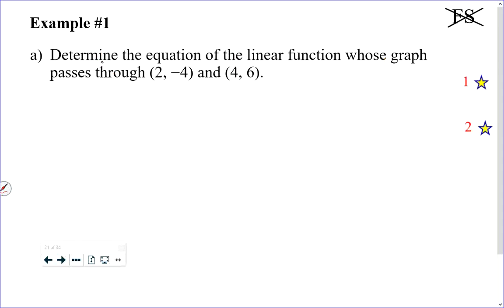All right. Equation 1, determine the equation of a linear function that passes through those 2 points. Well, I've told you that you need to know 2 things to determine the equation of a line. You need to know the coordinates of a point, and you need to know the slope. Well, we know the coordinates of a point, and it doesn't matter, everybody.